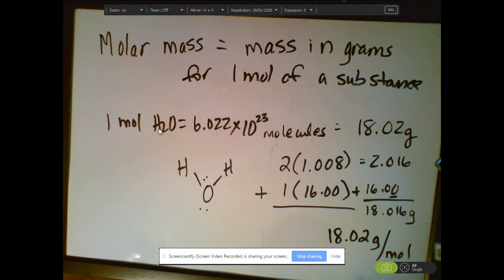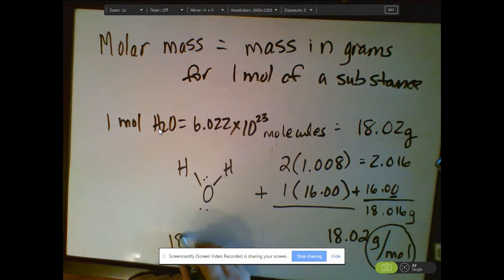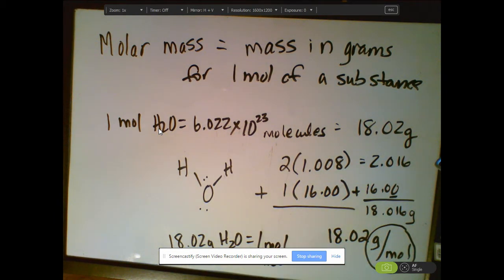And notice that the label for molar mass is grams per mole, telling you that there are 18.02 grams of water in 1 mole of water. There are 18.02 grams of water is equal to 1 mole of water. We're going to look at some other compounds, and then I'm going to give you a chance to practice.